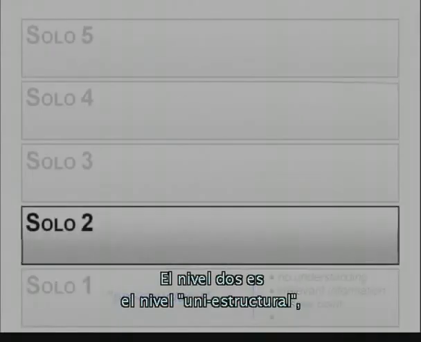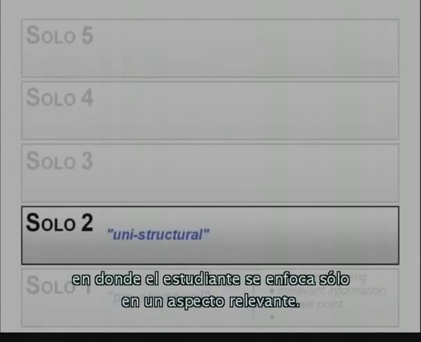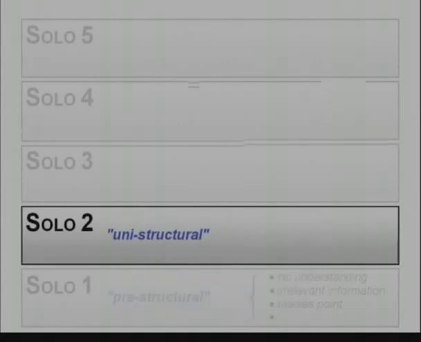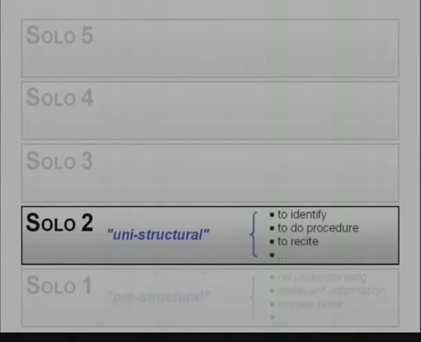Level 2 is known as the unistructural level, where a student will focus on one relevant aspect only. Here the student has the competence to identify, to do a procedure, and or to recite.